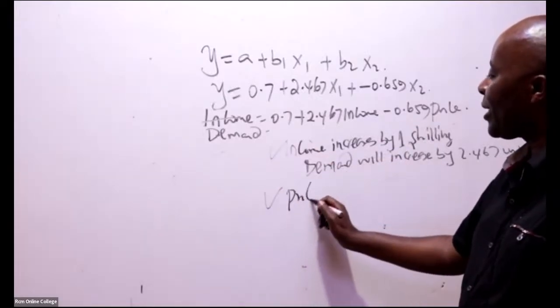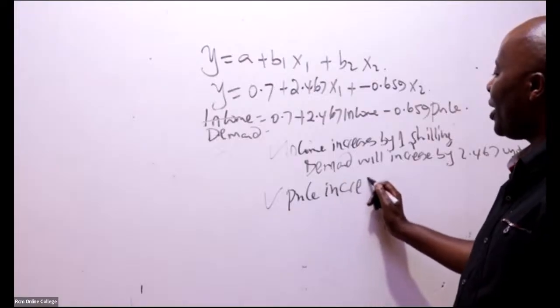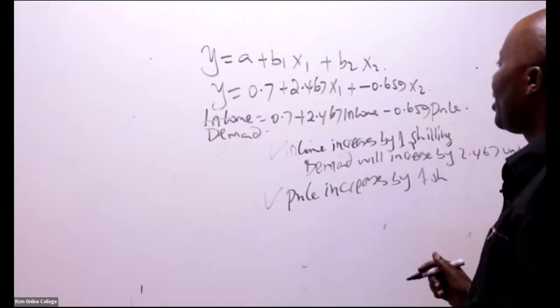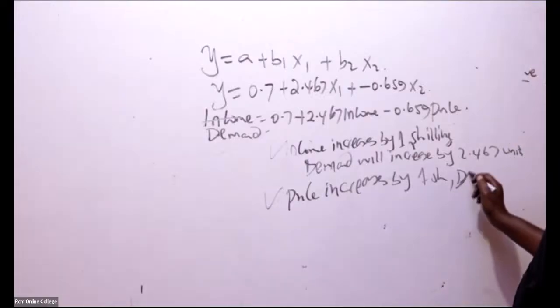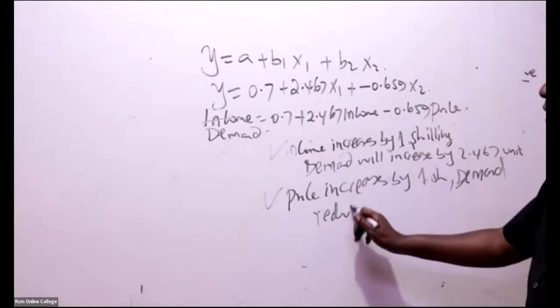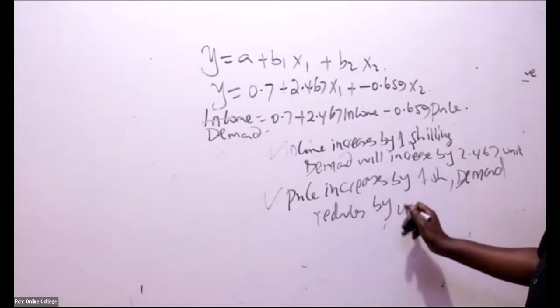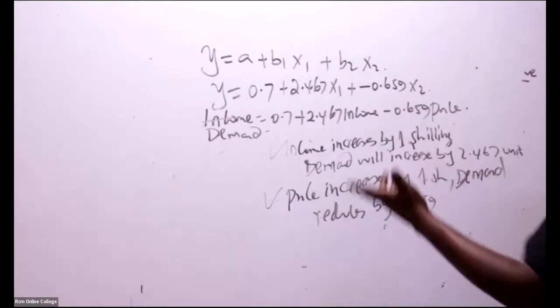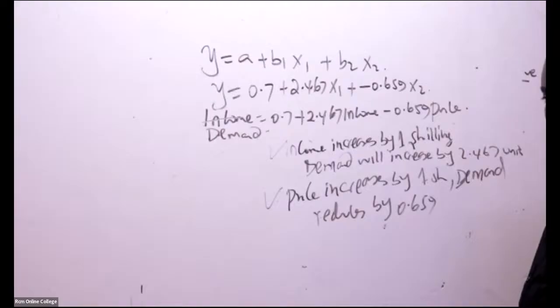if price increases just by 1 shilling, that's how you argue it out, then demand reduces by 0.659 because of the negative relationship.